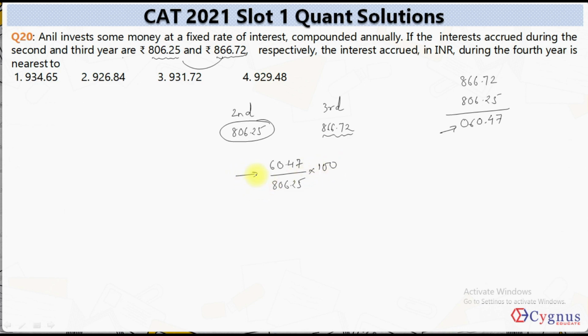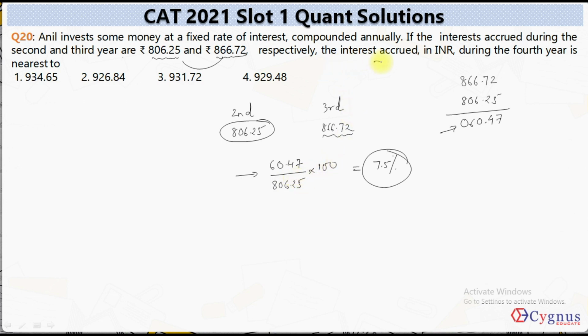You should have used the calculator for this one. You could have used a calculator for the calculation. When you try to find this percentage, it comes out to be what? 7.5%. So I can say that the rate of interest here is what? 7.5%. At this rate, your money will increase every year.